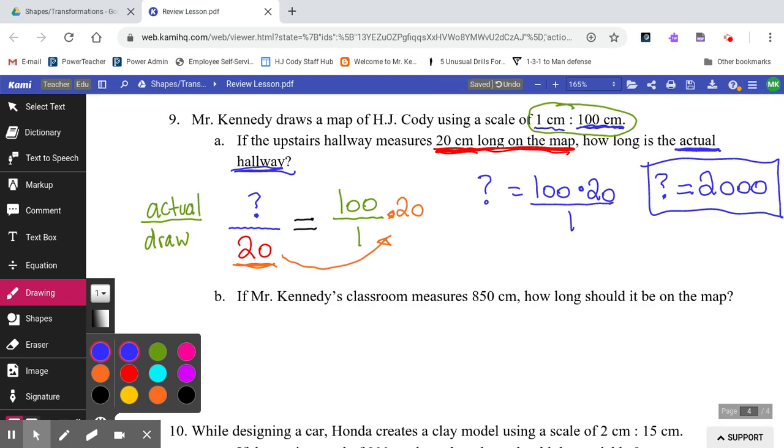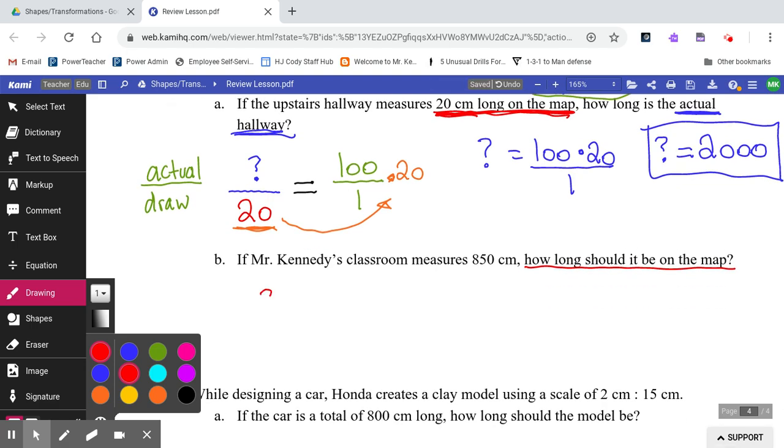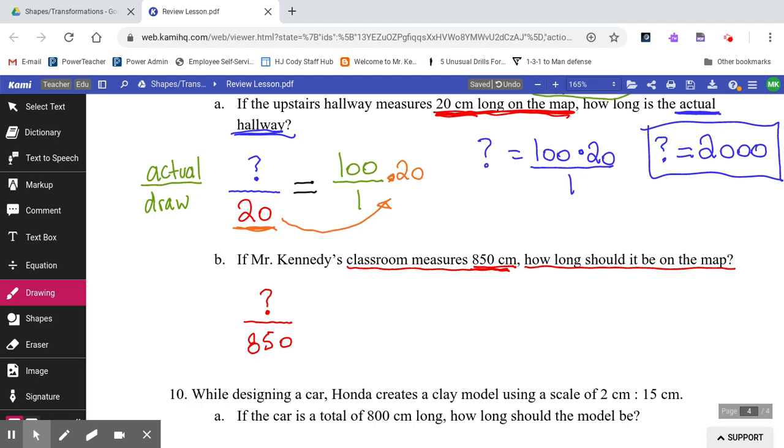If I look at B, it says, if Mr. Kennedy's classroom measures 850 centimeters, how long should it be on a map? This time, I'm looking for how long should the drawing be. But no matter what, I always put that on the top of my fraction. And then I divide it by whatever they gave me. They said my classroom measures 850. That's the actual measurement. So this is draw divided by actual.